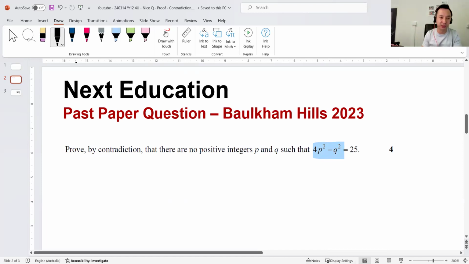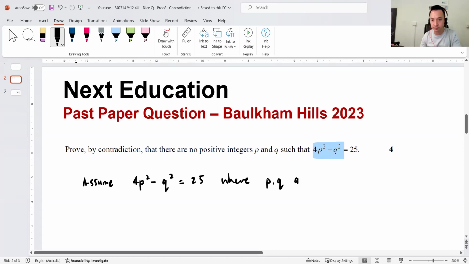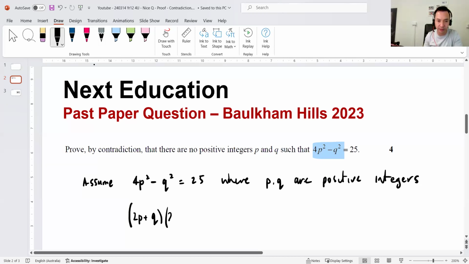So set this question up as always, because it's contradiction. So assume that 4p squared minus q squared equals 25 is true, where, and this is where the negation is, p and q are positive integers. So what's really important here is the notion of positive and integers, because once we get there, we factorize this with difference of 2 squares. So (2p plus q)(2p minus q) equals 25.